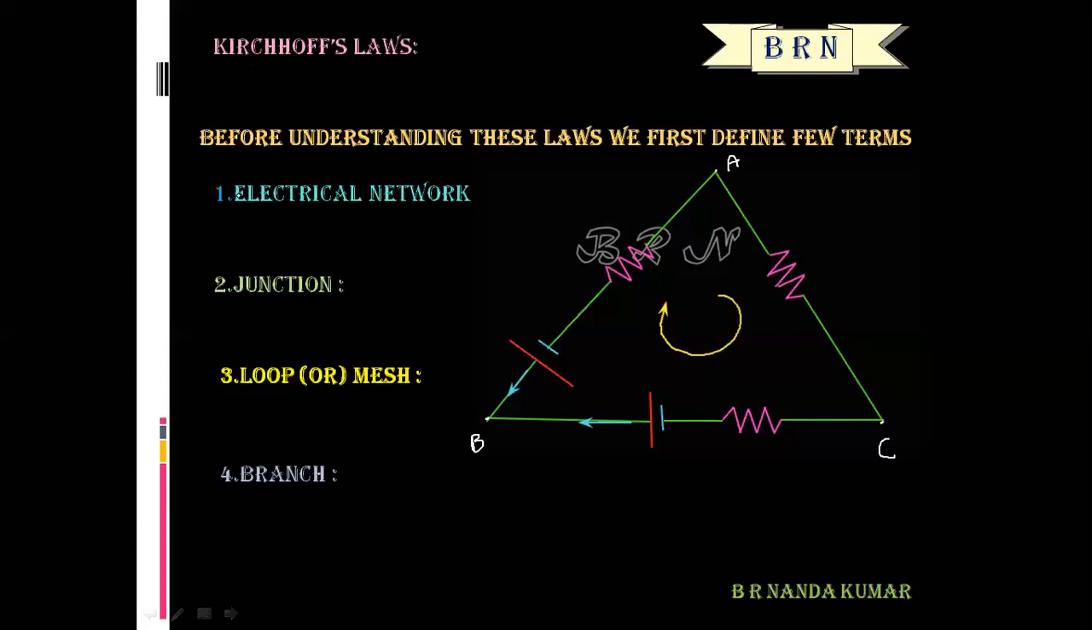So these are the terms connected with Kirchhoff's laws. Electrical network means the interconnection of circuit elements and energy sources. A junction is a point at which two or more branches meet. Loop or mesh means a closed conducting path in an electrical network. Branch means a part of the electrical network lying in between two junctions.